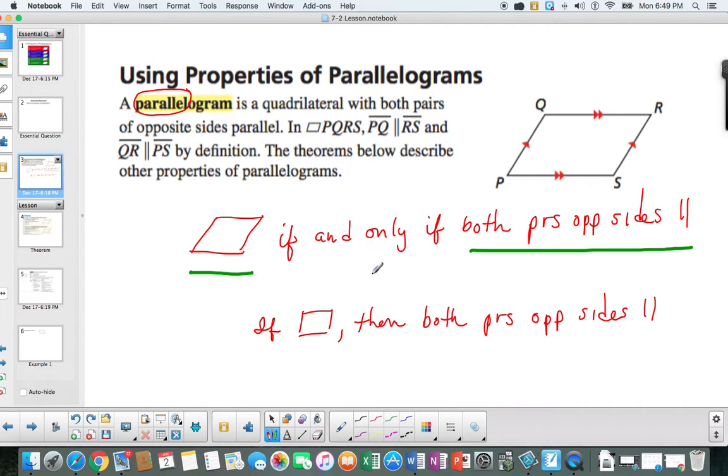A definition is always a biconditional. So parallelogram, we use this symbol for parallelogram, if and only if both pairs of opposite sides are parallel. For today's lesson, we're going to be more concerned about knowing that it's a parallelogram and what are the features or characteristics we see. So we're going to be working in this direction. If you have a parallelogram, then we know both pairs of opposite sides are parallel.